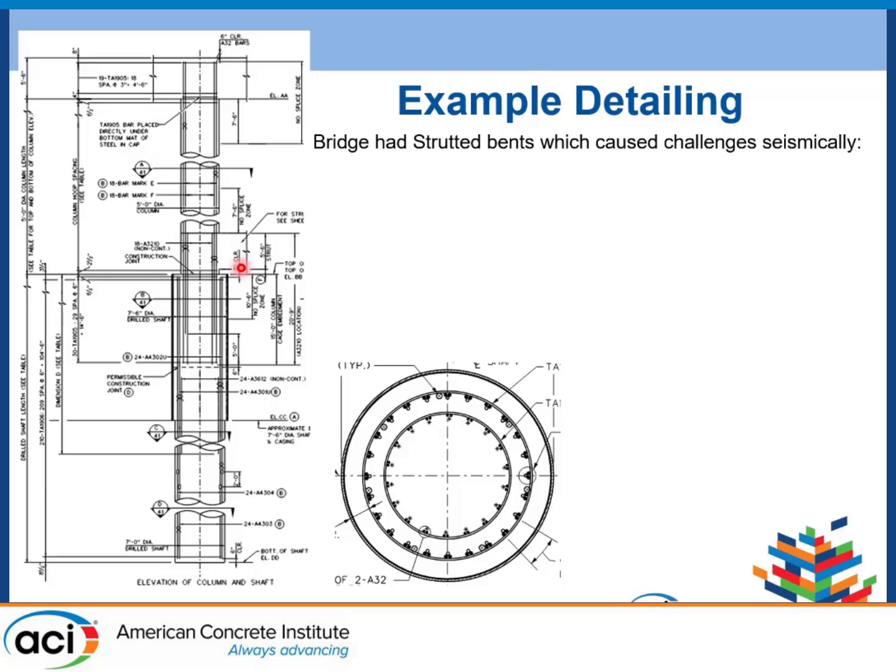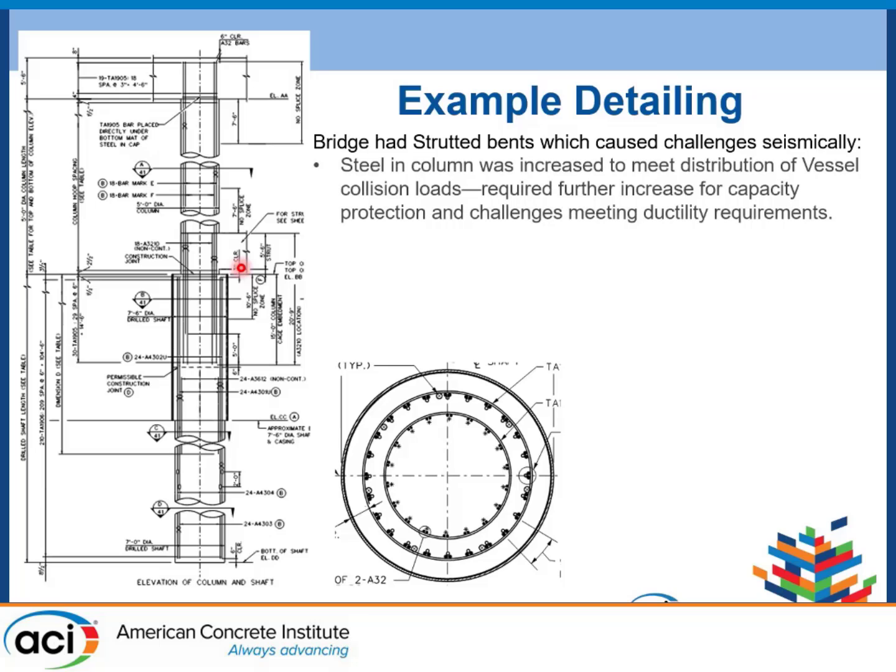But on this particular element, some of the challenges, in addition to rebar congestion, was making sure that we had enough steel in the columns to facilitate redistribution into the superstructure of some of that vessel collision load. Well, in doing so, that adds a lot of steel into the columns, and that increases the steel that's required for capacity protection of the cap and the shaft element.